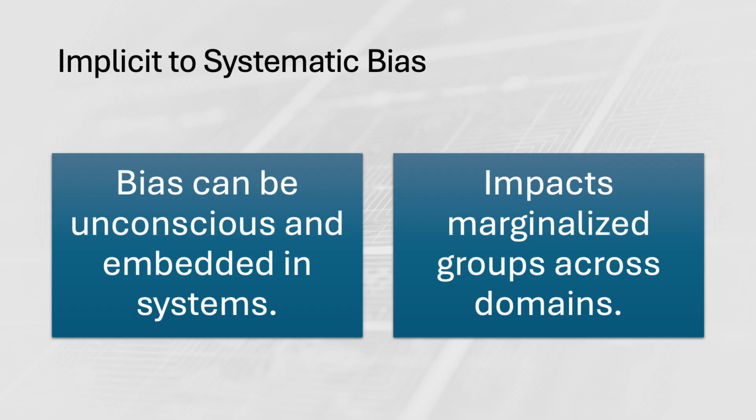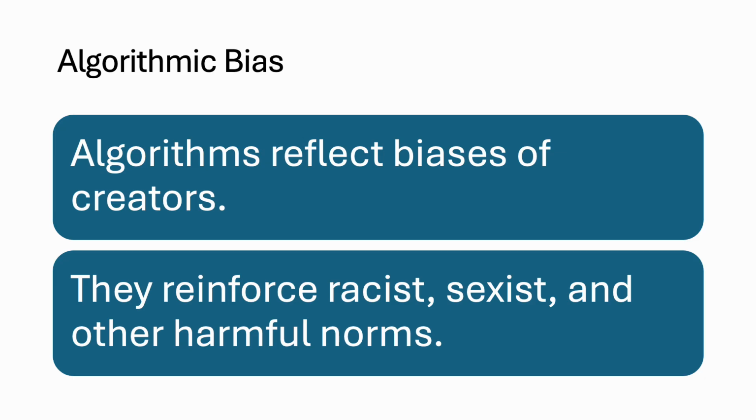And bear in mind that bias isn't always visible. It's baked into systems, from education to law enforcement. Implicit bias is a symptom of deeper structural frameworks that activists must confront. So, when we talk about bias in the digital age, we can't ignore the invisible hand of algorithms. Now, algorithmic bias refers to how digital systems, especially those built into social media platforms, search engines, and AI, mirror and magnify the prejudices of human creators.